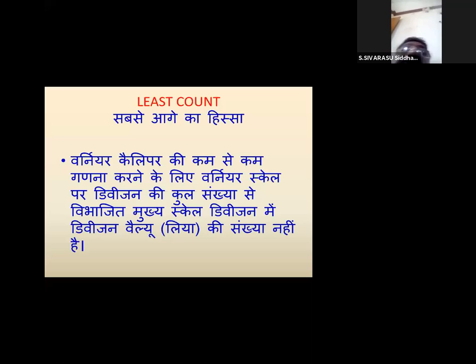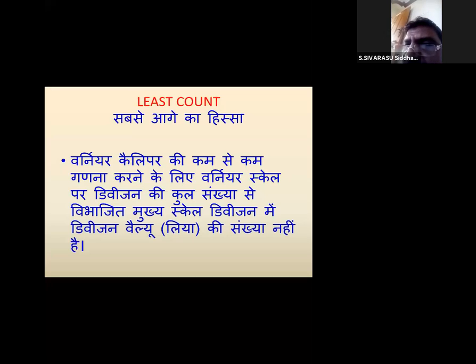Okay. So in order to find out the least count, we must know how the graduations are marked in the main scale divisions, that is the beam, and also the Vernier scale divisions. Based on that, we can get the least count.